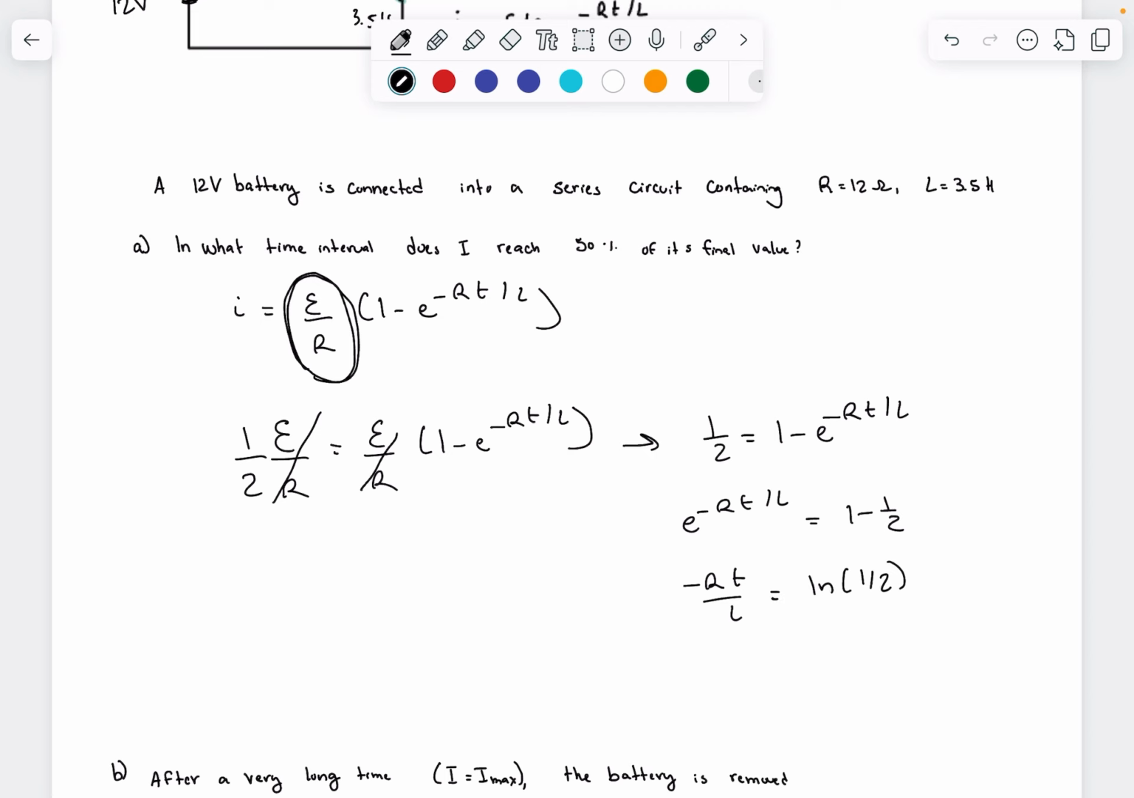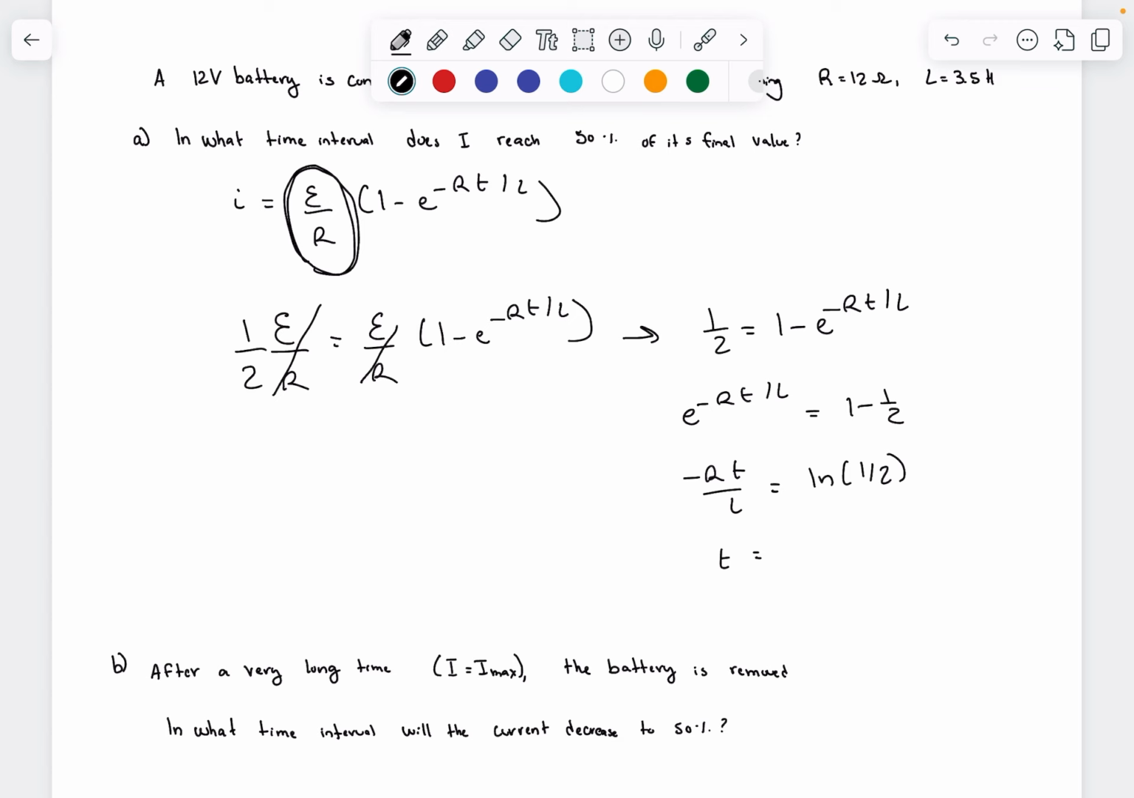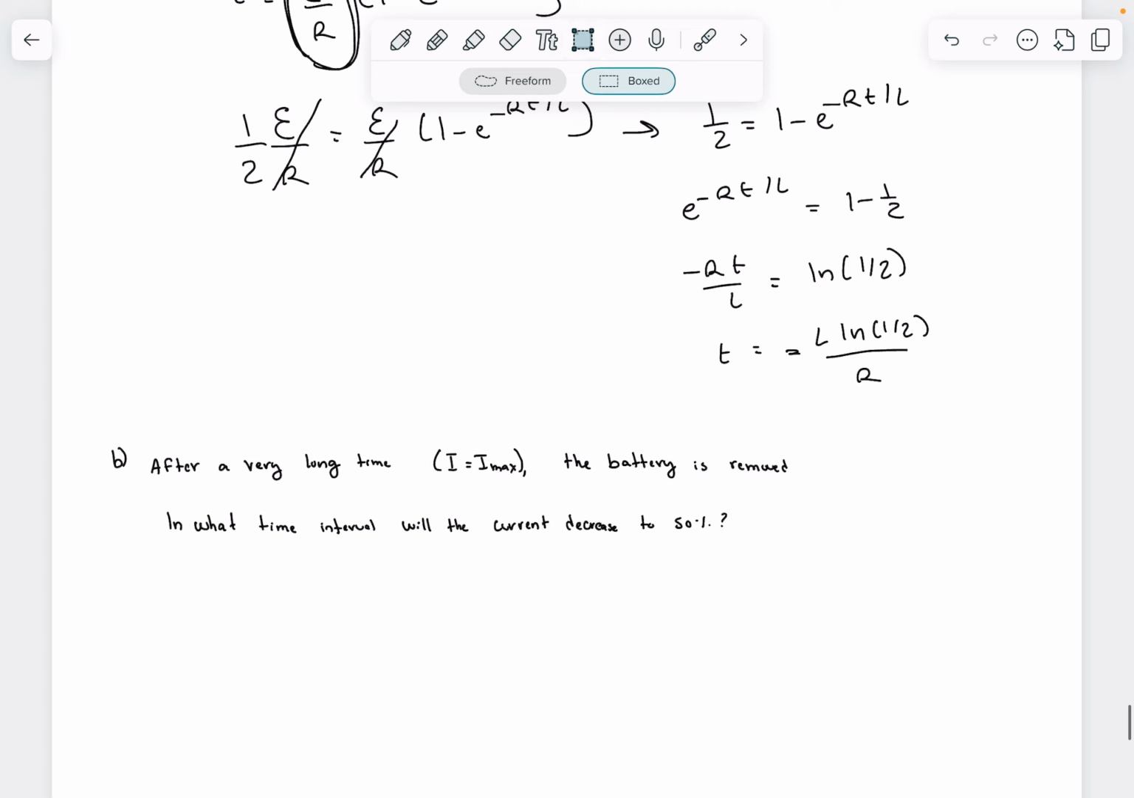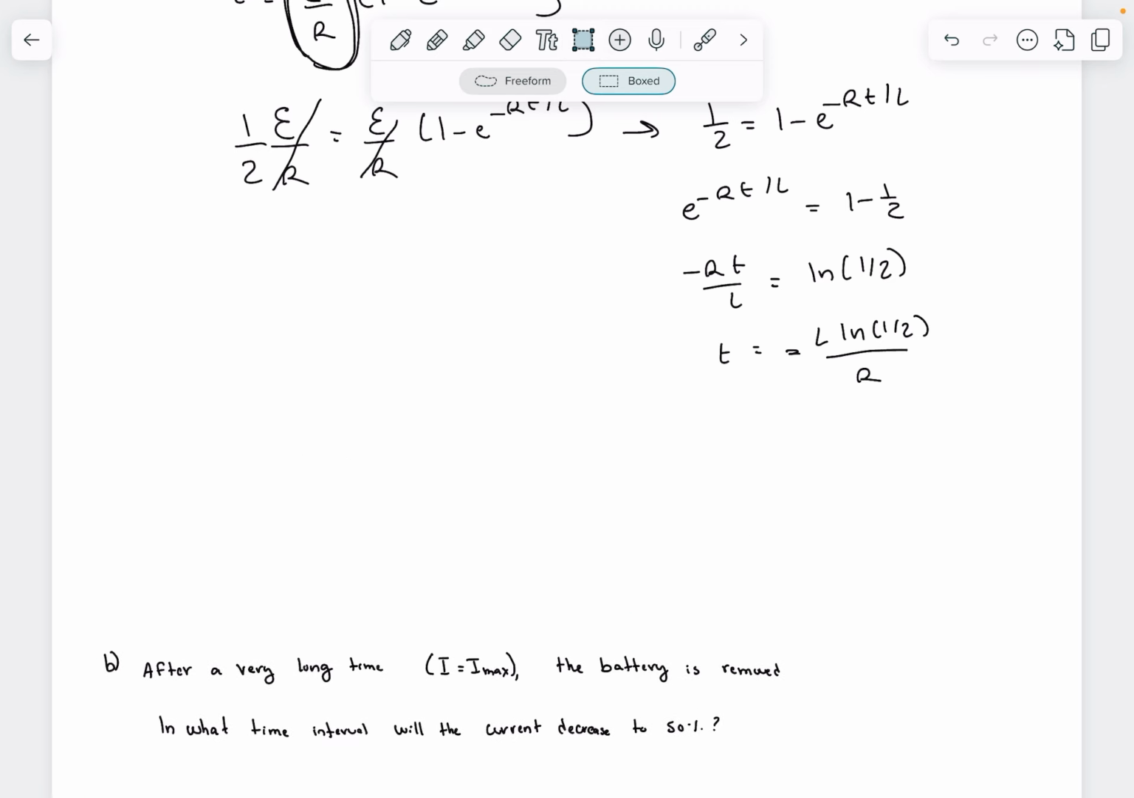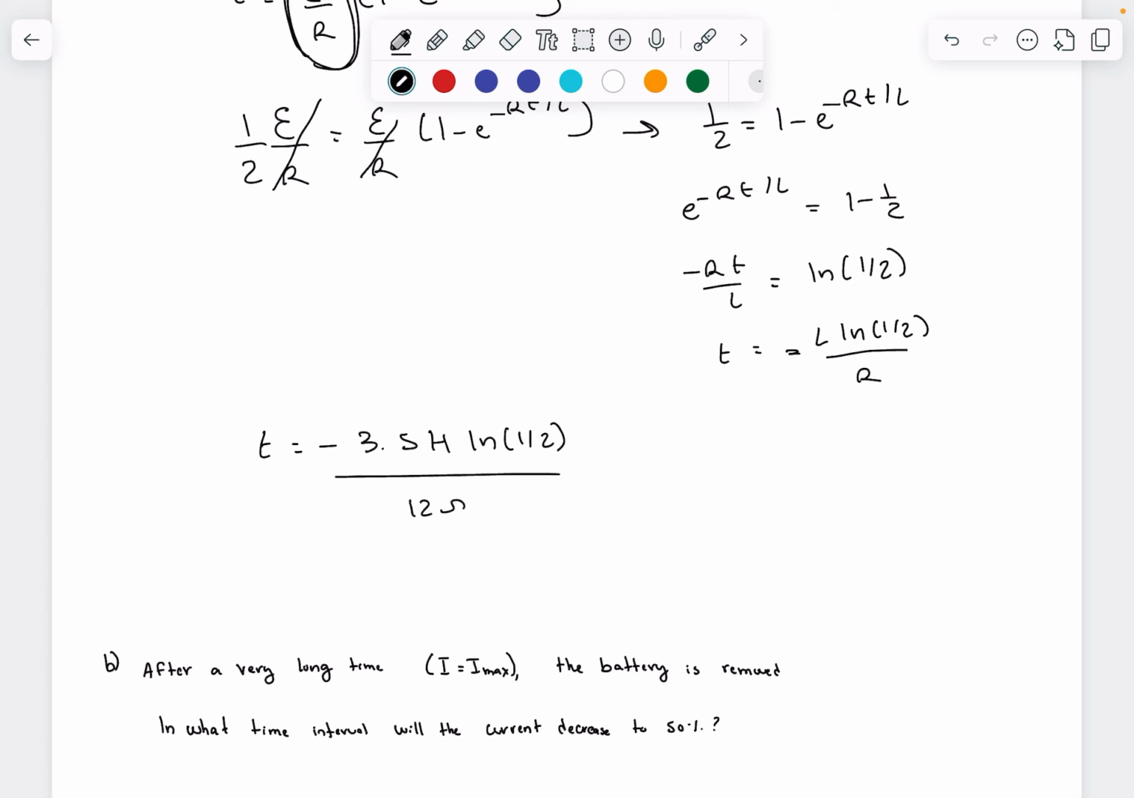Take ln of both sides, so then I get negative RT over L is equal to ln of 1/2. From here, T is equal to negative L ln 1/2 over R, can't forget that minus sign, and now I just plug everything in, right? So T is equal to negative 3.5 henries times ln of 1/2, divided by the resistance, which is 12 ohms, and that's going to give me 0.202 seconds. Okay, so that's how much time it took to get to 1/2 of my final I max value.